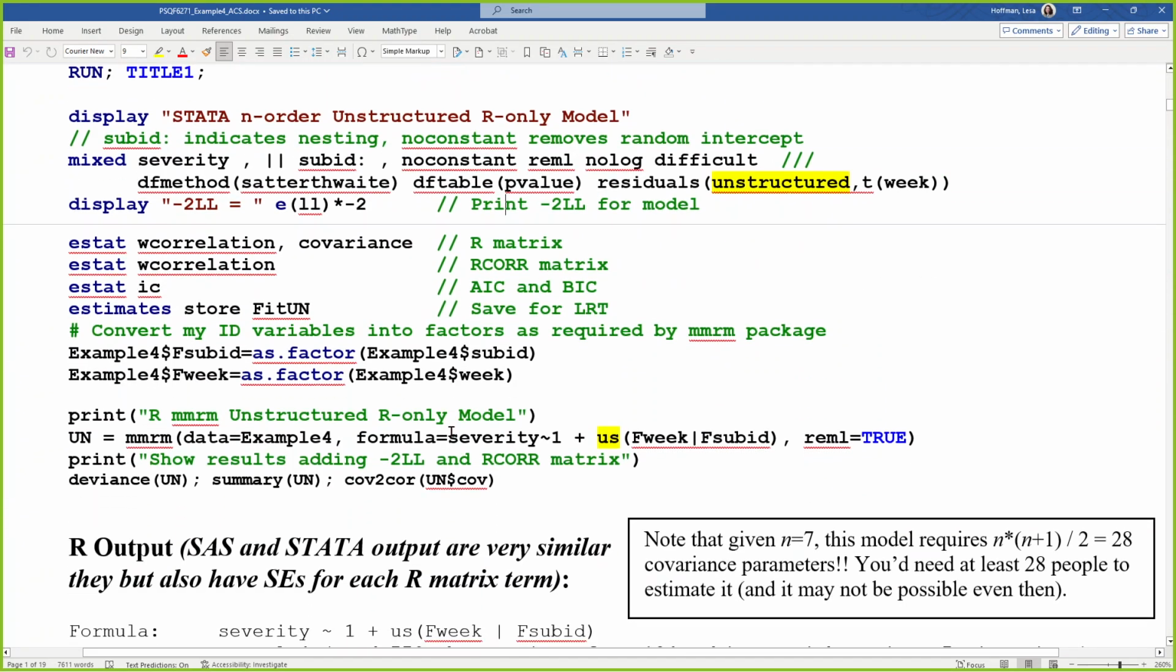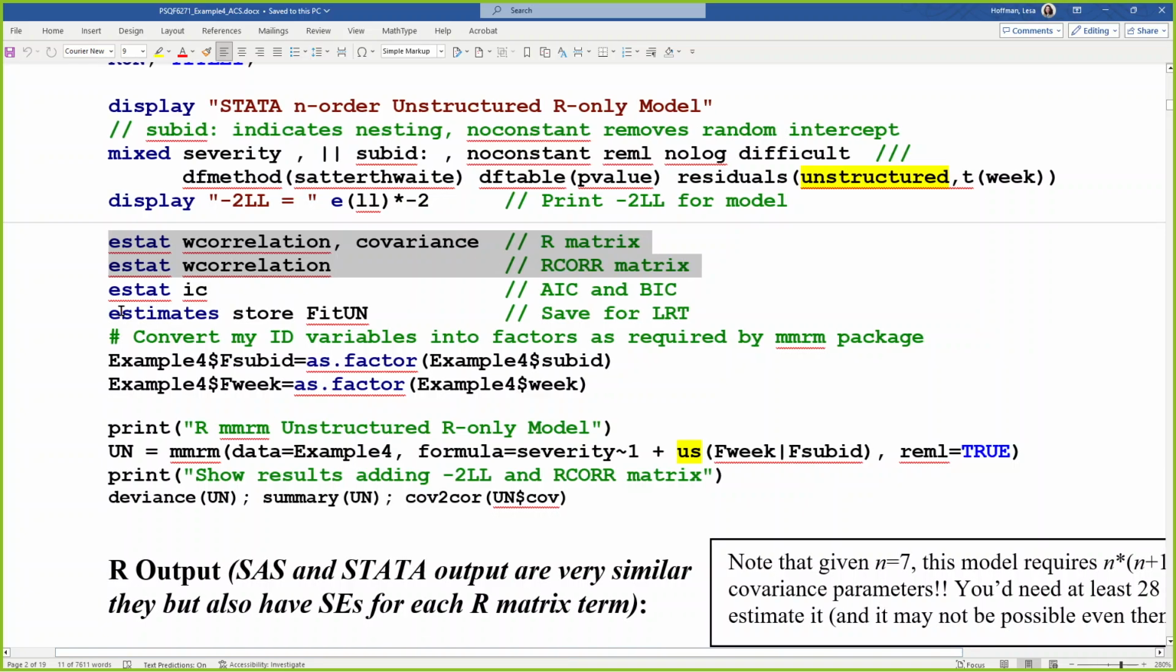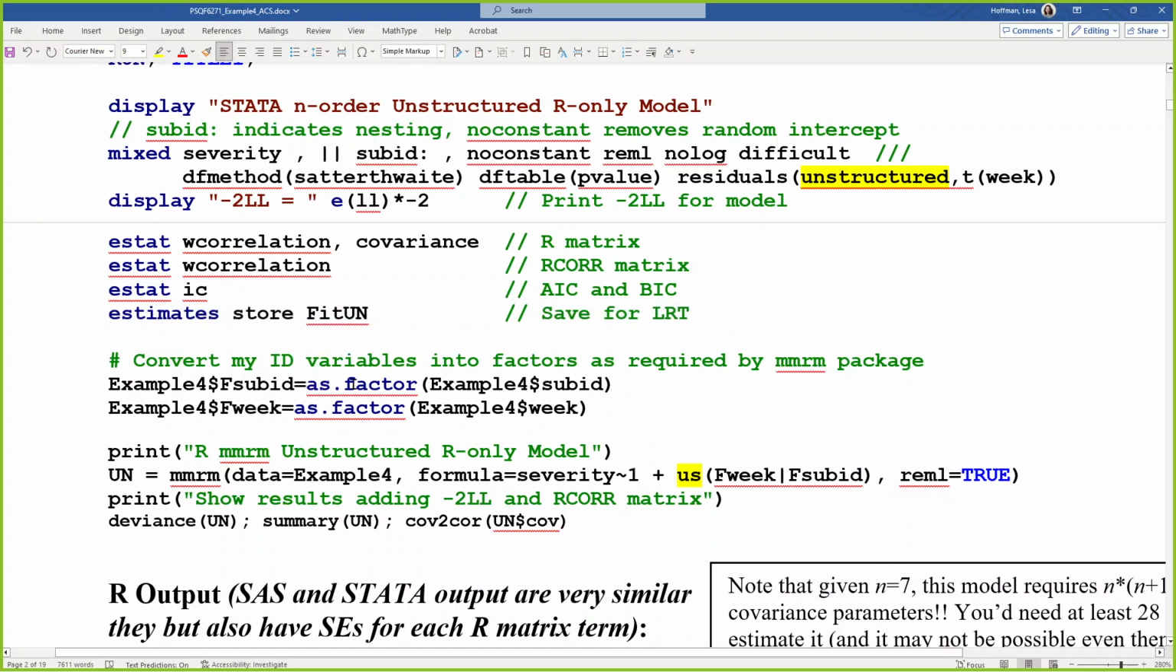All right, more stuff. These commands here give you the predicted R matrix and the R correlation version. These commands give you AIC and BIC. And then with estimate store, I'm asking it to save the results of this model under an object called fitUN that I can then use for a likelihood ratio test against other models. This should not be there. That should look like that.